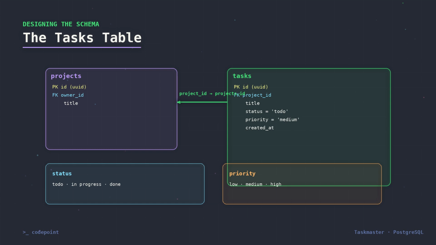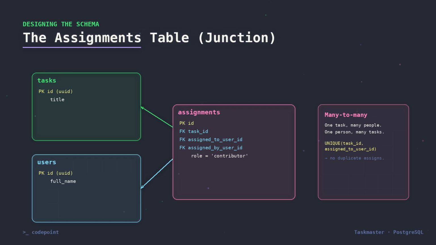The tasks table. Tasks belong to projects. UUID for the task ID. Project ID, a foreign key pointing back to the projects table. Title and description, a status field. Varchar, defaults to to-do. Can be to-do, in progress, or done. This tracks the workflow. A priority field, defaults to medium. Can be low, medium, or high. Helps teams focus on what matters. And timestamps. Again, on delete cascade on the project ID. If you delete a project, all its tasks vanish too.